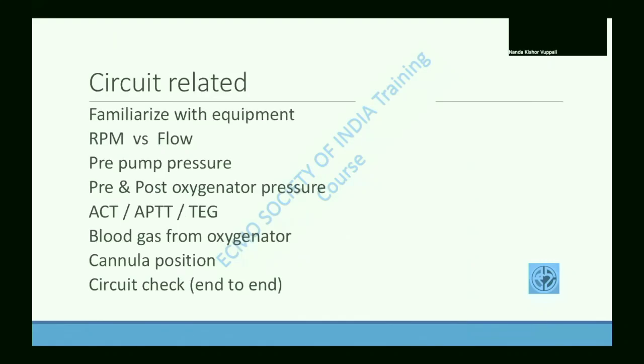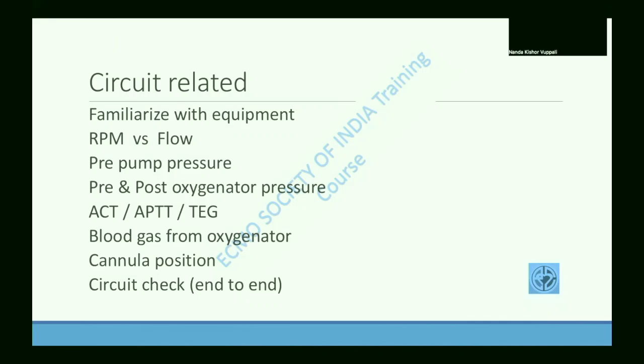One needs to be familiarized with the equipment to troubleshoot. It is very essential, and one of the main aims of this workshop is so that everyone is familiar with what they're dealing with. When the patient goes on ECMO, what we're aiming at is adequate flow. So what we're targeting is the flows, but to get to the flows, what we change is the revolutions per minute, that is RPM. Typically, if we need to increase the flows, we go up on the RPM. So that's what normally happens.